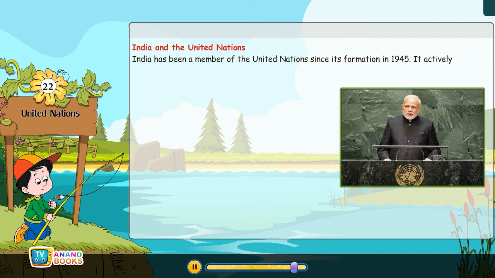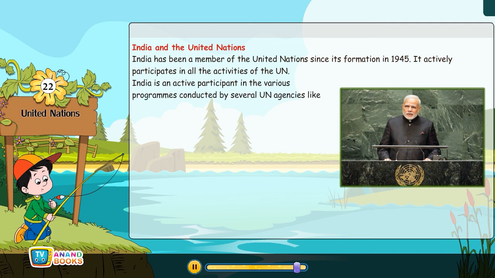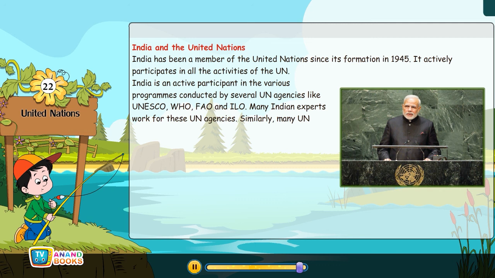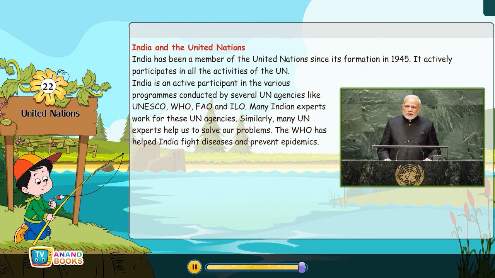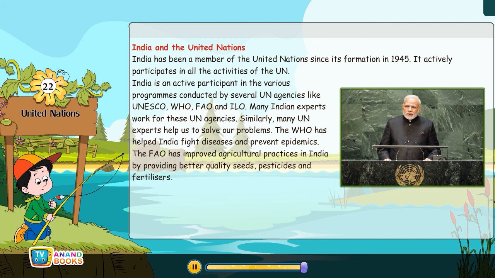India and the United Nations. India has been a member of the United Nations since its formation in 1945. It actively participates in all the activities of the UN. India is an active participant in the various programs conducted by several UN agencies like UNESCO, WHO, FAO and ILO. Many Indian experts work for these UN agencies. Similarly, many UN experts help us to solve our problems. The WHO has helped India fight diseases and prevent epidemics. The FAO has improved agricultural practices in India by providing better quality seeds, pesticides and fertilizers.